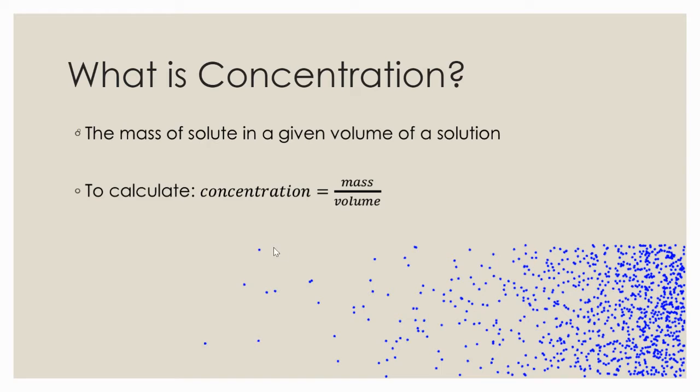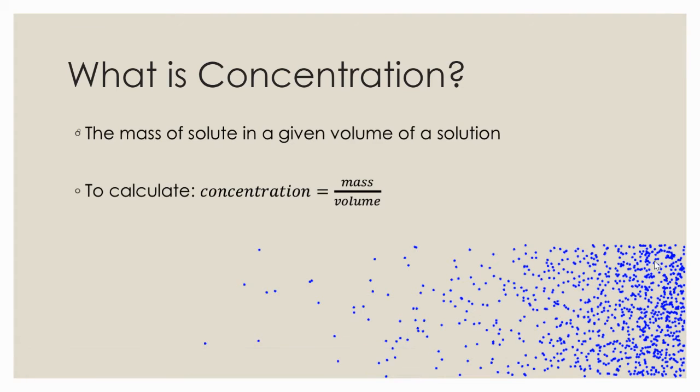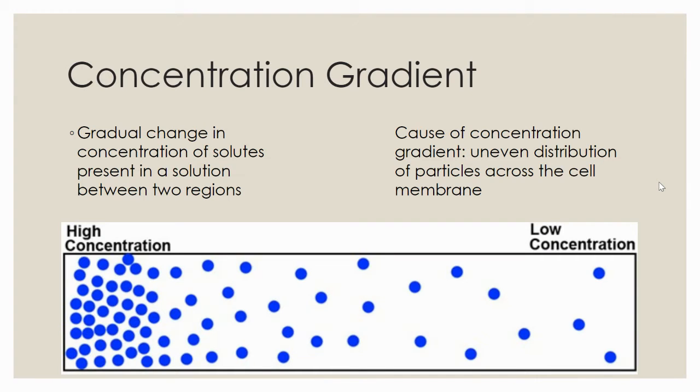You can see over here in this area, there's a low concentration, a small number of particles or solutes. And down here, there's a much higher concentration. You can see there are many more particles of the solute. Concentration is almost like saying the density, but it's the mass of the solute divided by the volume of the solution.